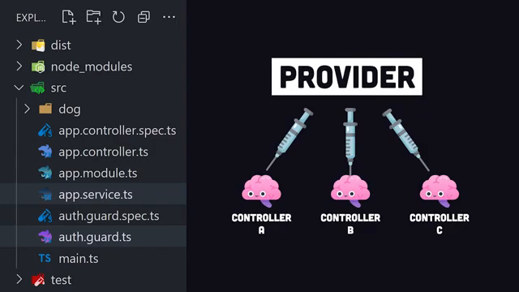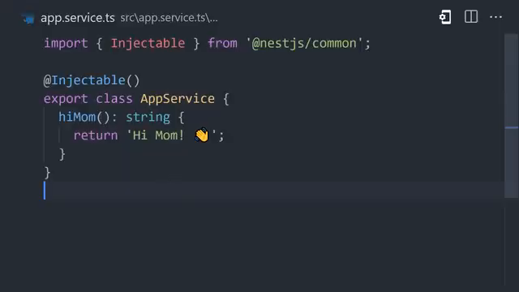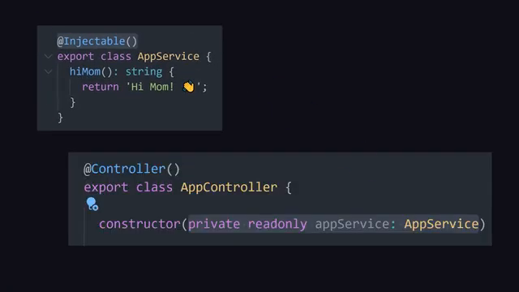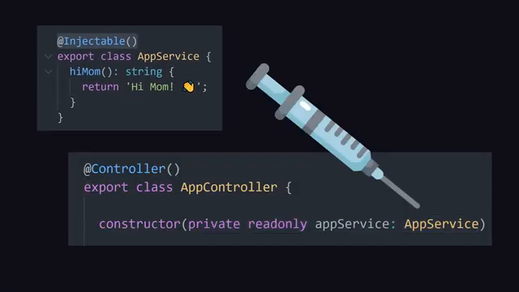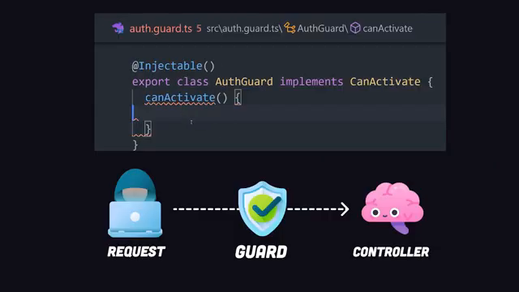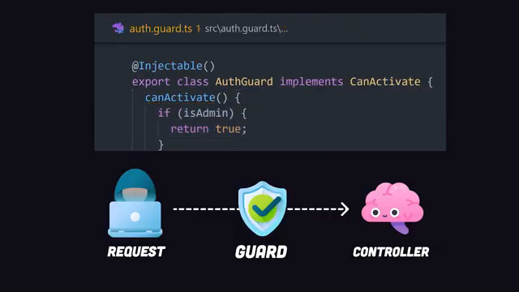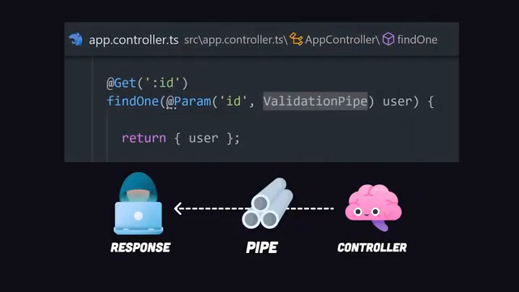A provider is a class that contains shared logic throughout the entire application and can be injected as a dependency where needed. Any class with the injectable decorator can be injected in the constructor of another class. For example, a provider can be implemented as a guard to handle role-based user authentication, or it might be implemented as a pipe to efficiently validate and transform values in a controller.